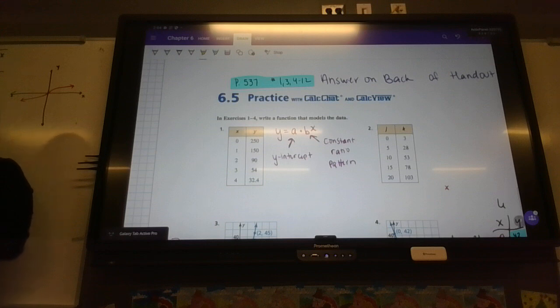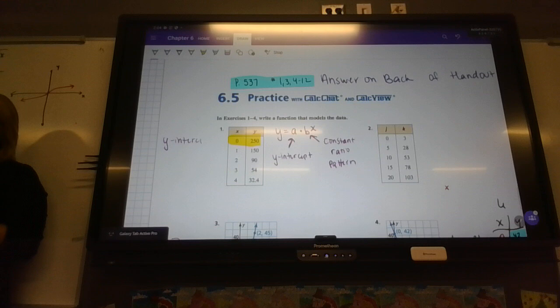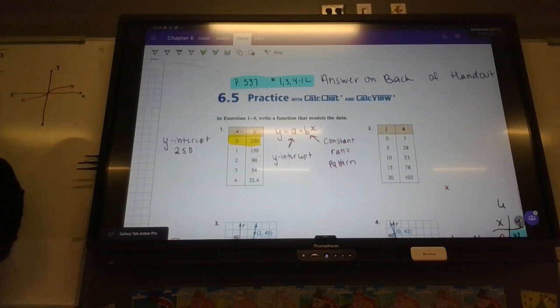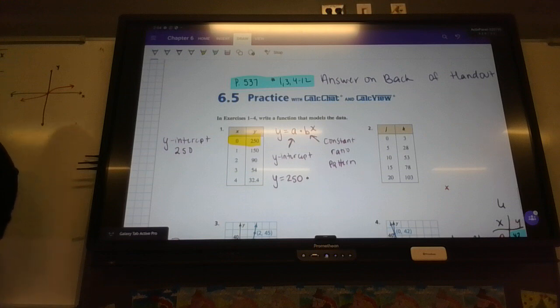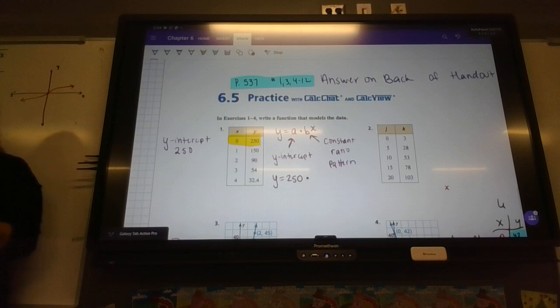All right, well, I see a 0 here. So that means the y-intercept is 250. So now I'm at y equals 250 times... But what is the pattern? That's 250 to 150. That's dropping 100. 150 to 90. That's dropping 60. 90 to 54. This just is not as easy as the example.